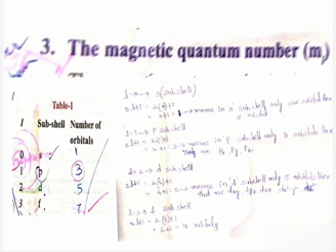So the number of ML values indicates the number of orbitals in a subshell. This ML value explains the number of orbitals present in a subshell with a particular L value. Orbitals in the subshell belonging to the same main shell have the same energy.